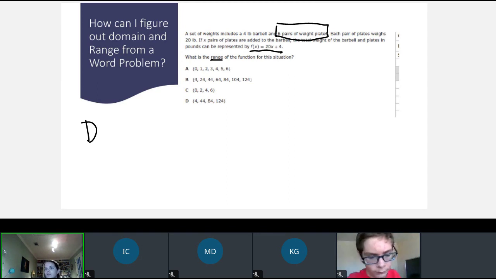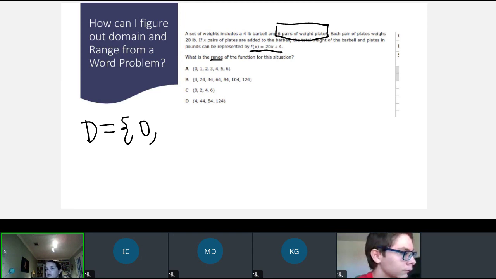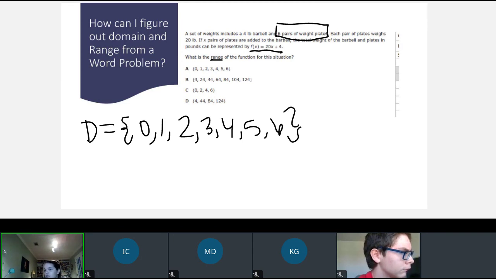So our domain, we have 6 pairs of weight plates, right? So I'm either going to put on 0. If I put no weight plates on, I just have 4 pounds. I'm either going to put 1 pair, 2, 3, 4, 5, or 6. So Angel, this is like what you'll be doing in your homework on 2.06. You're writing out the domain. It has to be whole numbers.